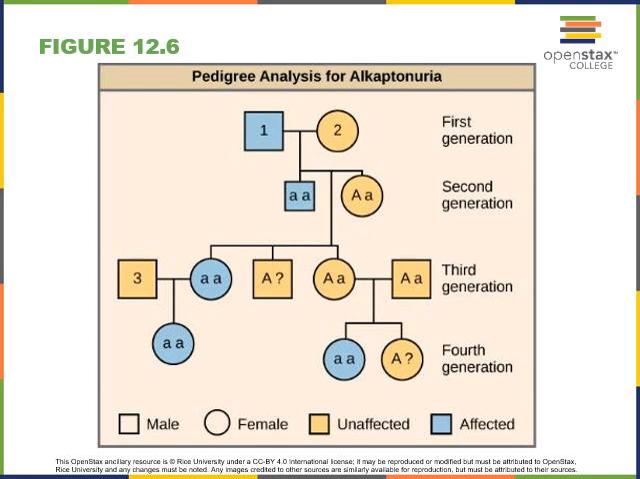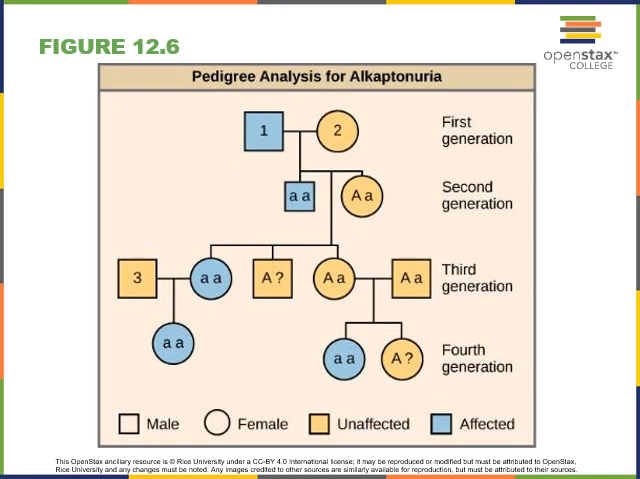Now, remembering that in order to be affected, you have to be homozygous for the recessive allele in order to express the phenotype of this disorder, we can infer that the individual, male, shown as number one, must be homozygous recessive because their box is colored blue, indicating that they are affected. They express the phenotype of alkaptonuria, the disease. When they mated with individual number two, they produced a son that was affected. Therefore, we can infer that individual number two, a woman, had a heterozygous genotype because she was not affected, but her offspring was. She must have been a carrier for the allele.